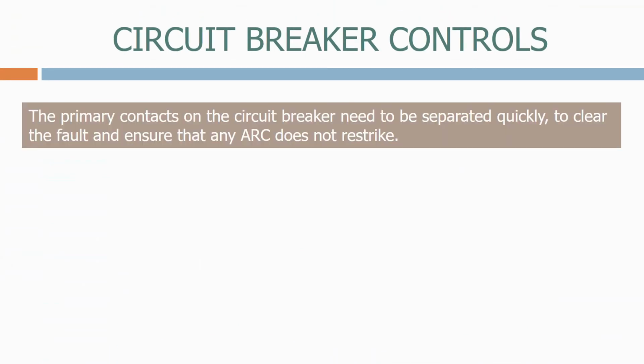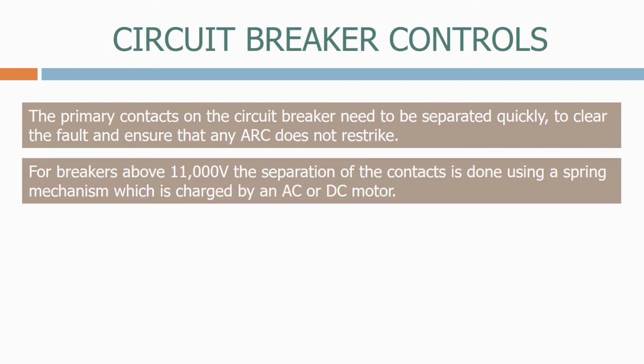The primary contacts on the circuit breaker need to be separated quickly to clear the fault and ensure that any arc does not restrike. For breakers above 11,000 volts, the separation of the contacts is done using a spring mechanism, which is charged by an AC or DC motor.